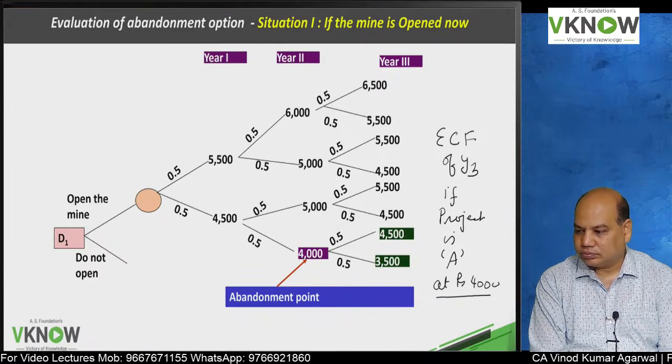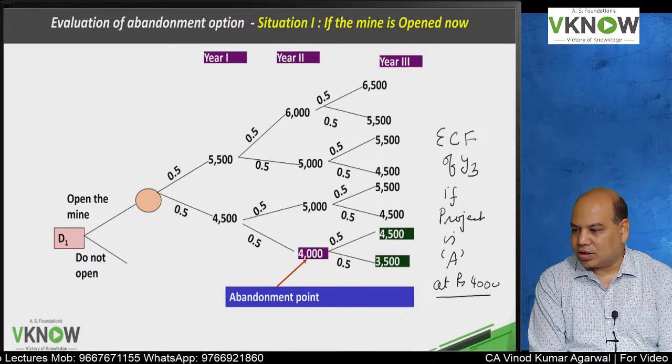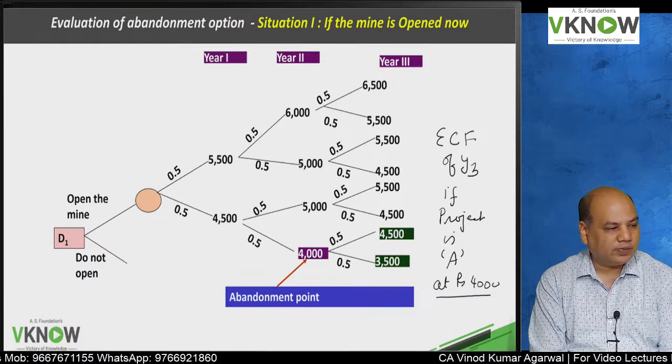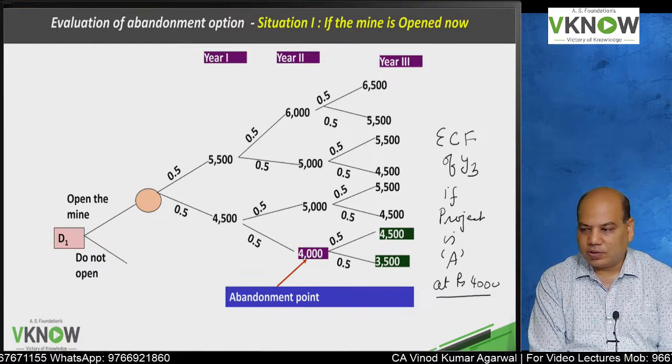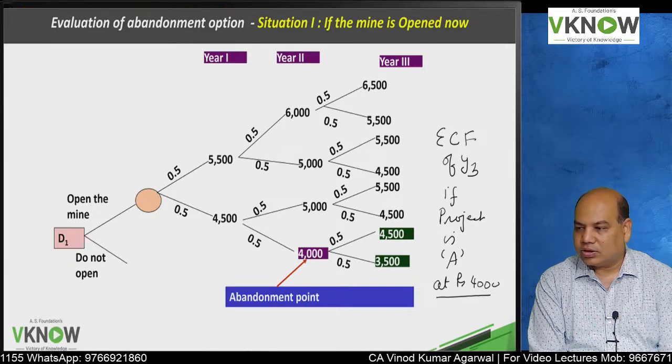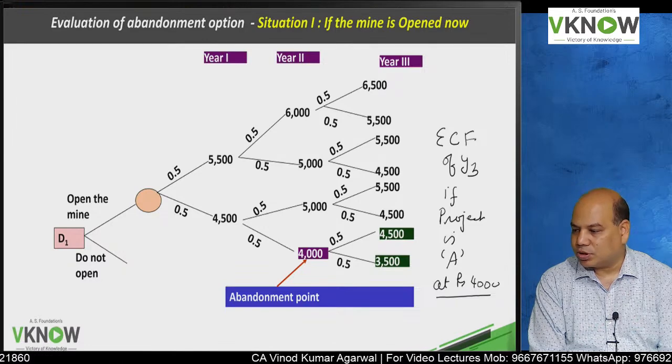Okay. So please solve. I'll give you 30 seconds. Year 1 and year 2 cash flow will not be affected. But year 3 cash flow will go up because of the avoidance of the loss in the last 2 scenarios, the last 2 possibilities.